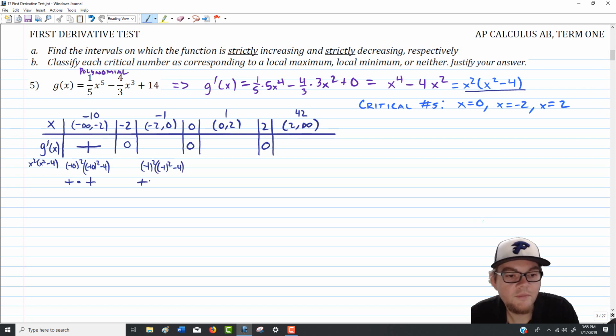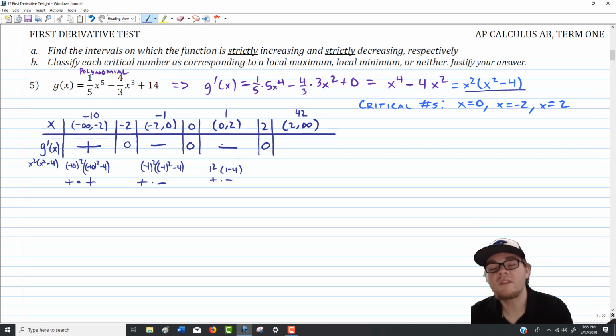Looking at slopes or signs, it's going to be positive. This will be 1 minus 4, which is negative, and a positive times a negative is negative. Moving over to 1, we'll have 1 squared, and we'll have 1 minus 4. That's going to be positive times negative again, which means it's negative. So interestingly enough, the sign didn't change in the derivative g prime.